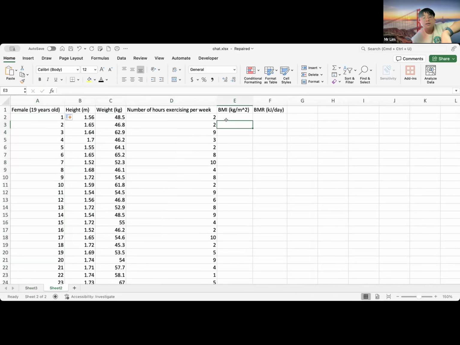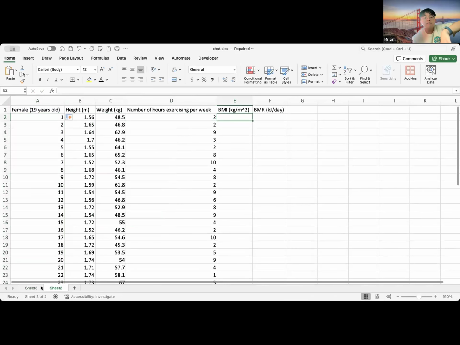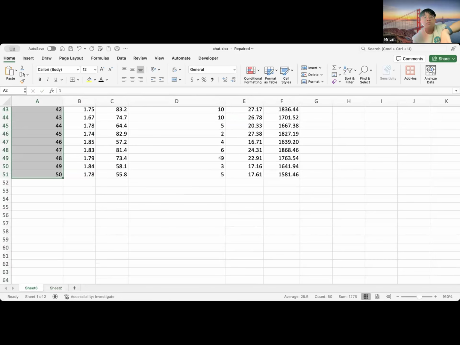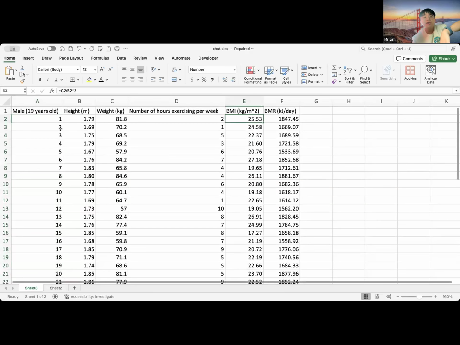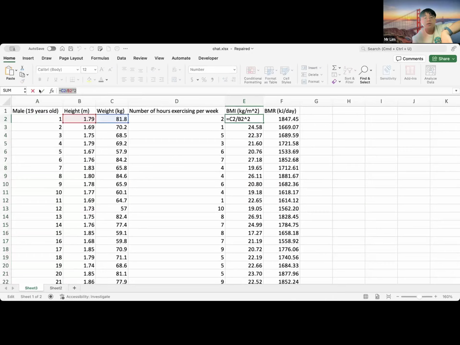Okay, next. To calculate the BMI, we will use the same formula as the male. So you don't need to type it again. Just go to the male on this E2 cell, and then go, not here, but to the formula bar. I hope you can see the FX here. On the formula bar, just select everything, and then Control C, copy it, okay?